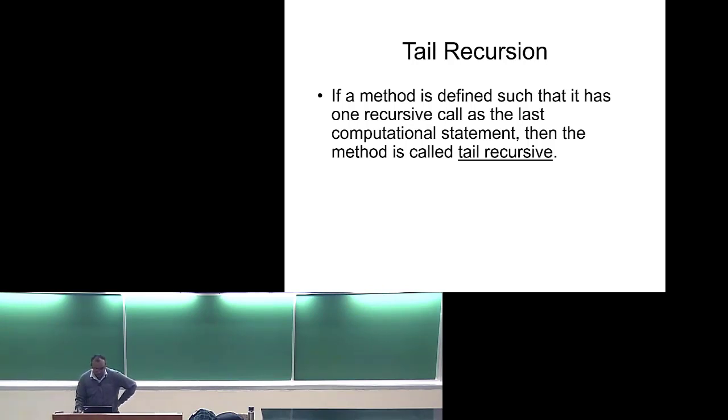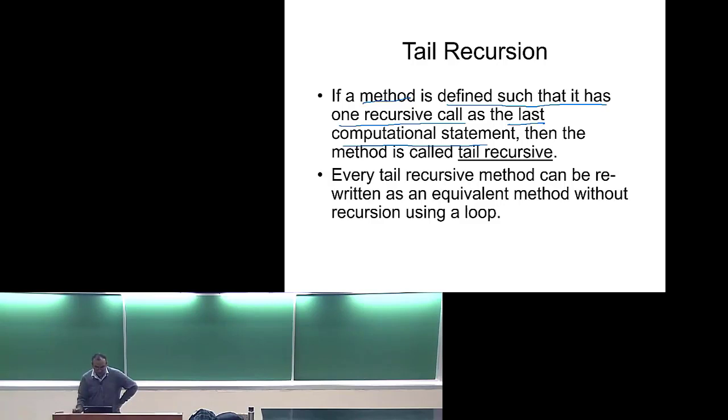So what is a tail recursion? Let's quickly look at that. A method which is defined such that it has one recursive call, and that is the last computation statement, we call a tail recursion. Now what's the advantage? Every tail recursive method can be conveniently written as an equivalent method without recursion, because you can very easily replace that recursive call with a simple iteration or loop.